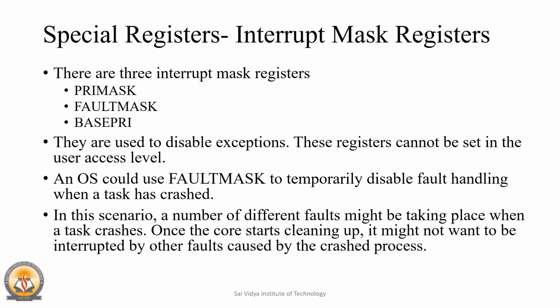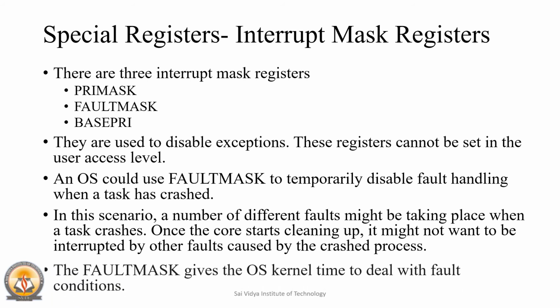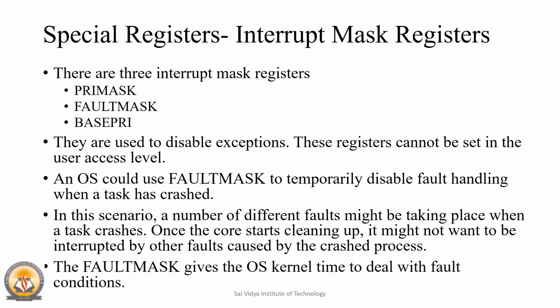It can be set only using the privileged level. So an operating system could use the FAULTMASK to temporarily disable fault handling when a task has crashed. In this scenario, a number of different faults might be taking place when a task crashes. So once the core starts cleaning up, it might not want to be interrupted by other faults caused by the crashed process.